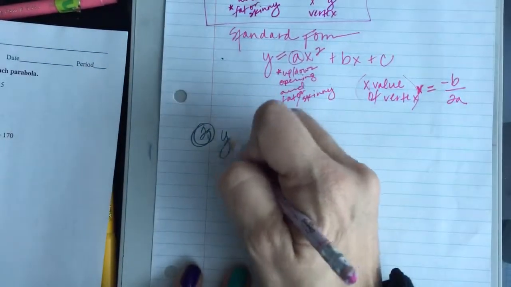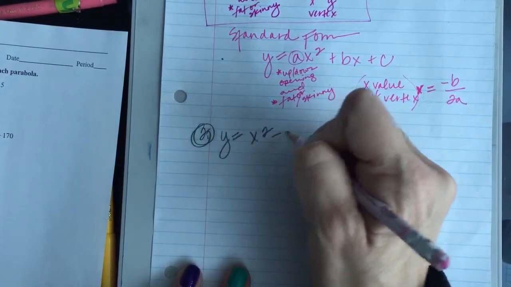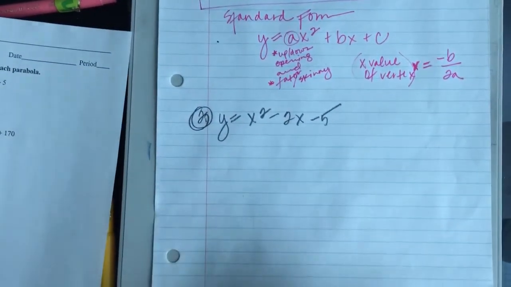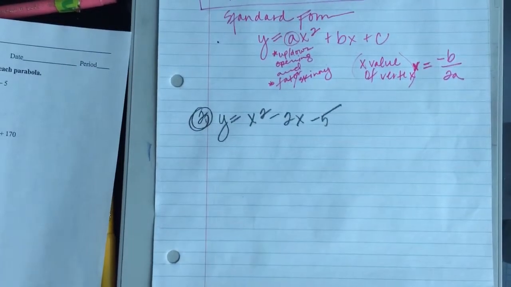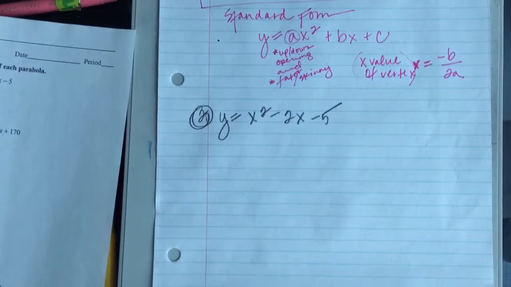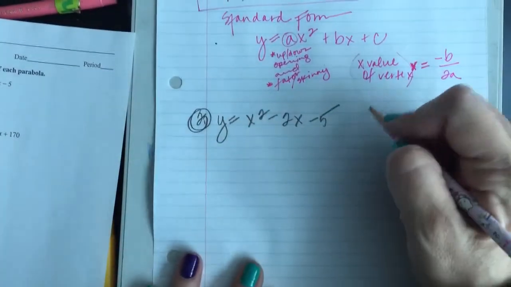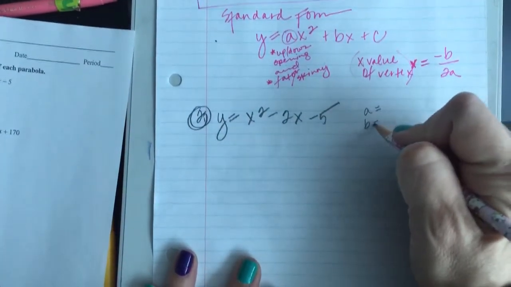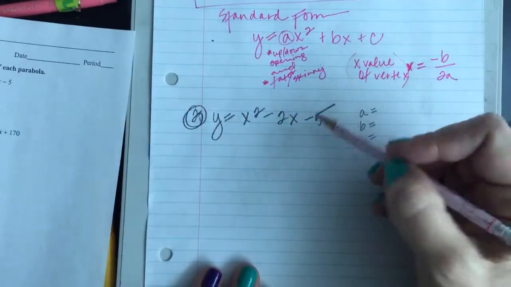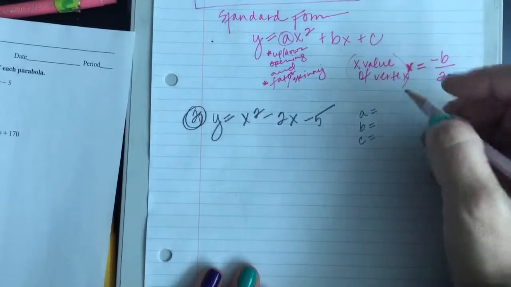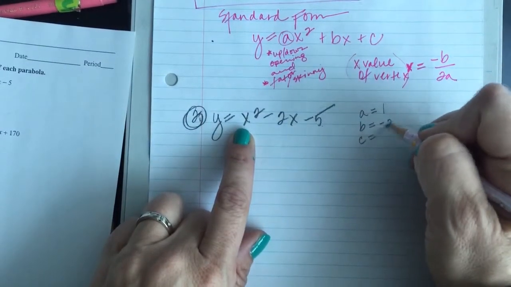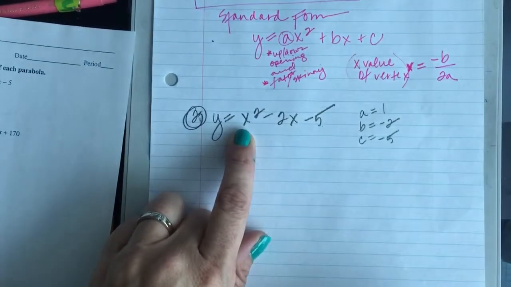Number 2 is y equals x squared minus 2x minus 5. So if I want to get this in vertex form, I need the vertex. That's what vertex form is all about. And this is where we left off last week: we grab the A, the B, and the C. We don't really need the C, but it tells us where the parabola hits the y-axis. A is 1, B is negative 2, C is negative 5.